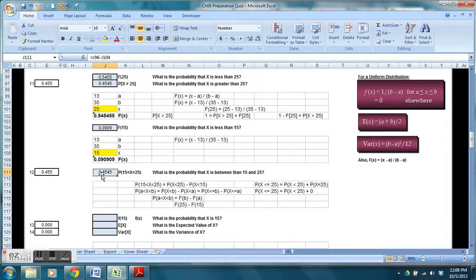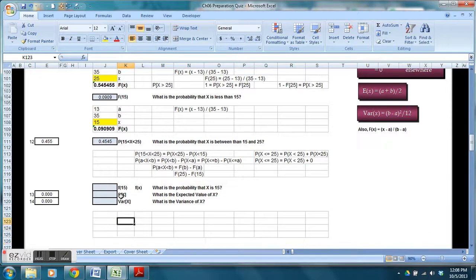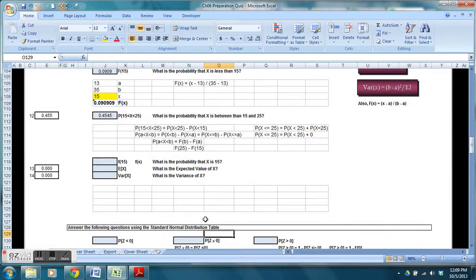So, easy peasy. And we'll see much more of this kind of work when we move down to the standard normal. So, what is the probability that x is equal to 15? Once again, that is meant to throw you off. It's asking for a little f of 15, like I just set up there. It's equal to 0. But why?